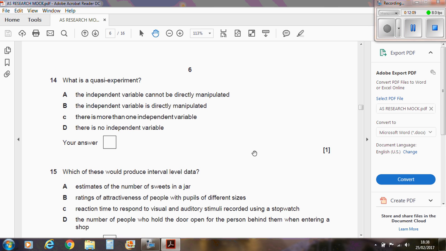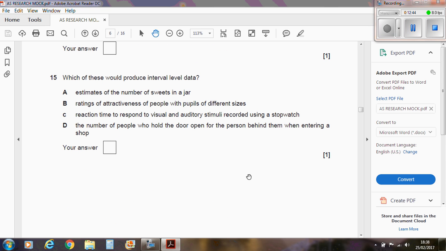Number 14, what is a quasi-experiment? Well, a quasi-experiment is where you've got a naturally occurring IV. So it's not this one about there being more than one independent variable, or that there is no independent variable, because if there's no independent variable, it's not an experiment. So it's definitely not those two. And then this one here, the only difference is that it's directly manipulated or it cannot be directly manipulated. Now, directly manipulated means to be able to change it, to be able to say what's happening with that IV. Now, if it's a naturally occurring IV, you cannot directly manipulate it. So the correct answer is A.